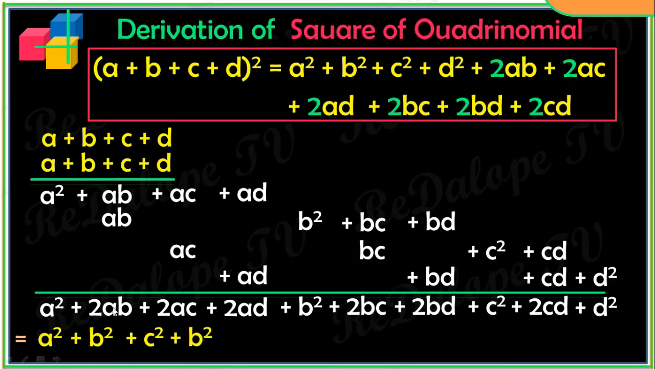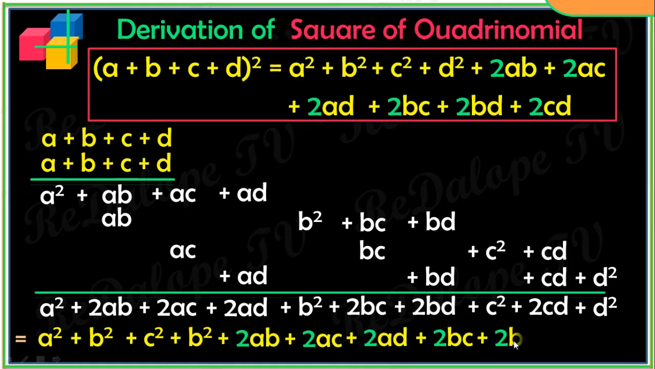And then the fifth term should be 2ab. And then we have 2ac. And then we have 2ad. And then we have 2bc. And we have 2bd. And the last term should be 2cd. And that is exactly the same as this formula.